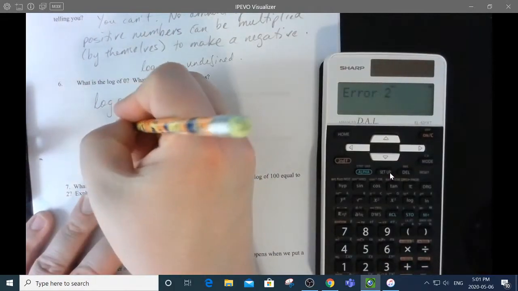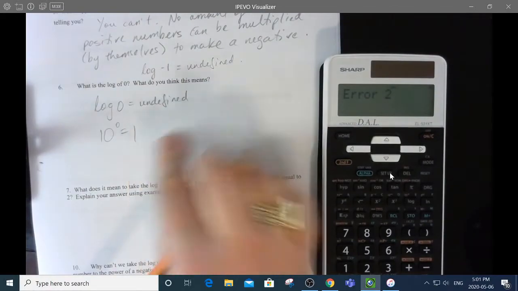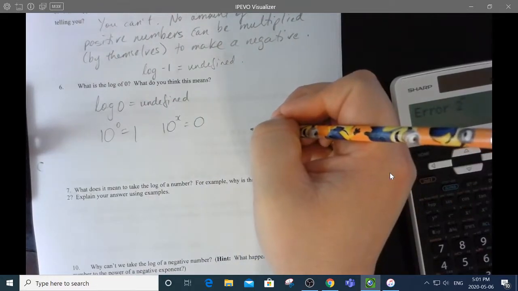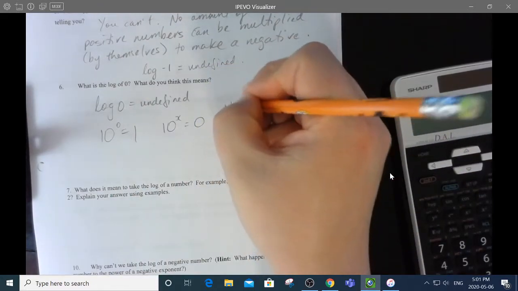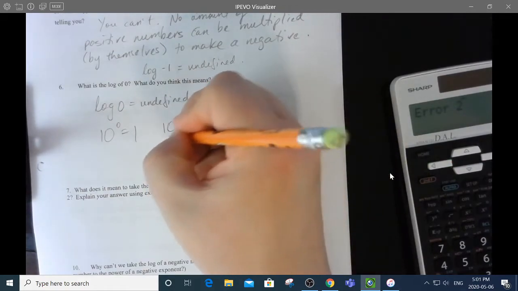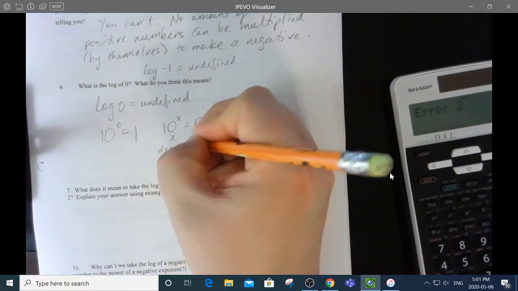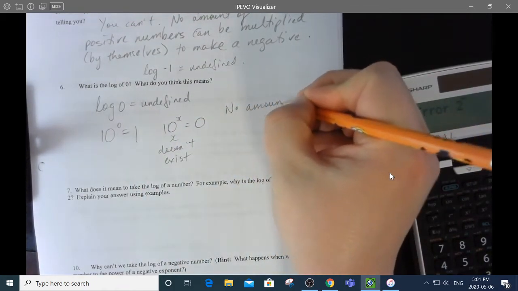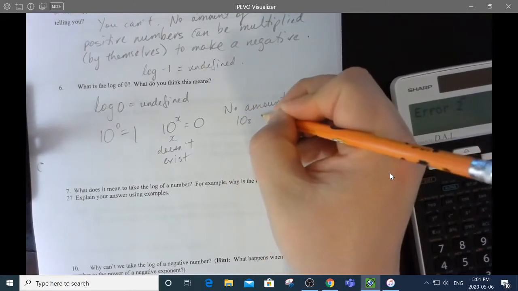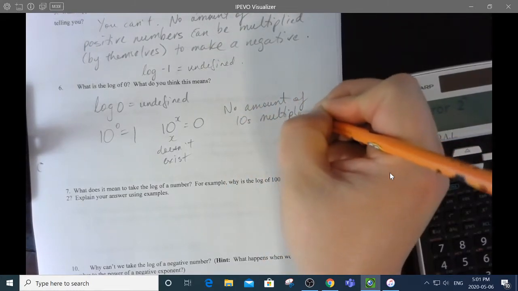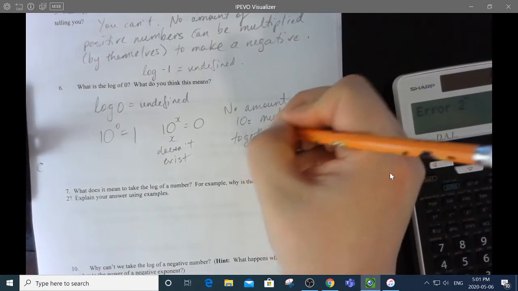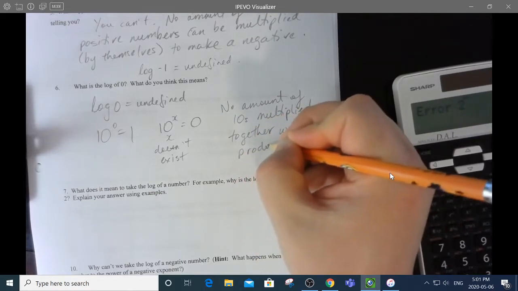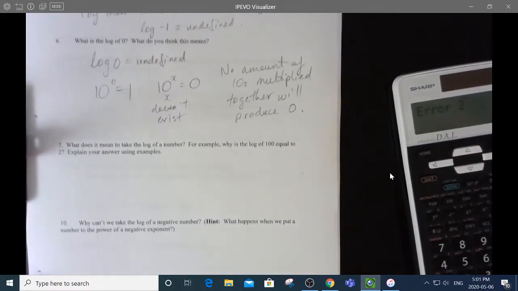So I did mean to talk about this. 10 to the power of 0 is 1. So that means that 10 to the power of what makes 0? Well, again, it's telling you that x doesn't exist in this case. So no amount of 10s multiplied together will produce 0. Okay, number 7.